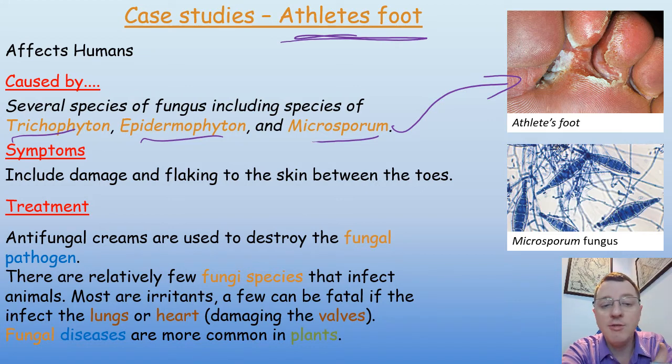There are relatively few fungal species that can infect animal cells. In fact, most fungal species that affect humans and animals are irritants, but a few can be fatal if the fungus infects the lungs or the heart, damaging heart valves, for example. However, fungal diseases are far more common in plants.